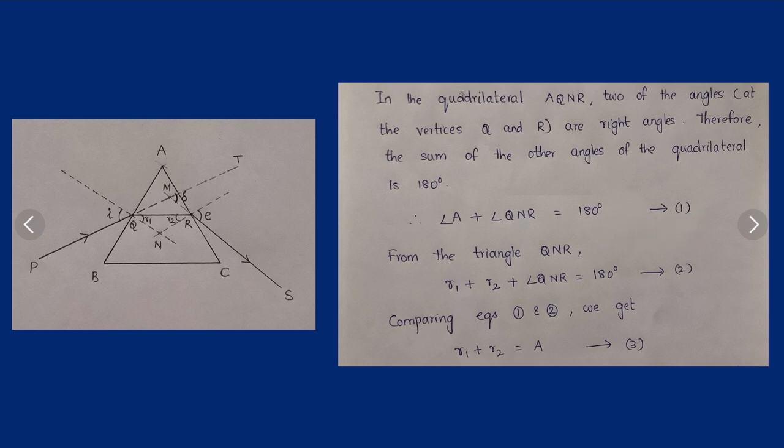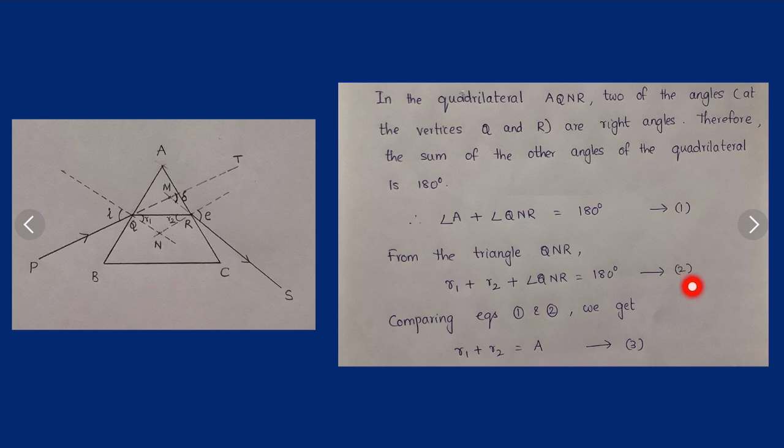Equation number 1. Let us take the triangle QNR. We know the sum of the three angles in a triangle is equal to 180 degrees. Therefore, R1 plus R2 plus angle QNR is equal to 180 degrees. Let it be equation number 2.